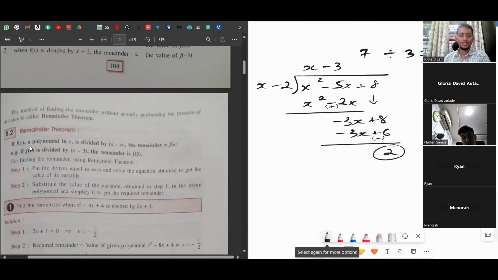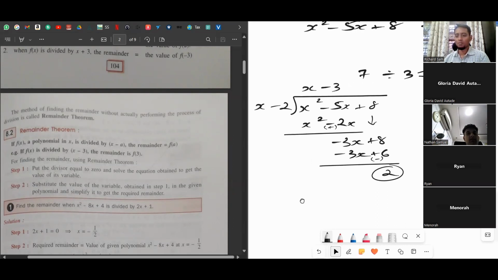If f of x, a polynomial in x, is divided by x minus a, the remainder is equal to f of a. Okay, I know you didn't understand anything. So I'll explain this, okay? So what they're saying is, if f of x, a polynomial in x, polynomial means what? It's an expression having many terms.